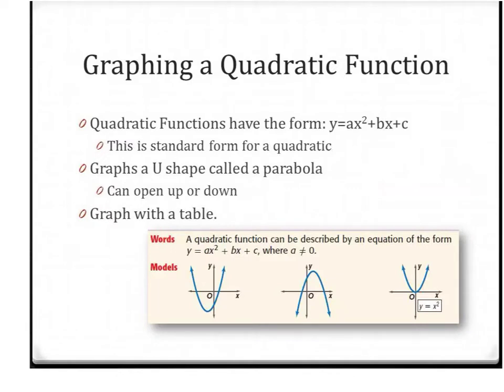So these are functions in this form, so let's make sure we have that written down. That's the standard form for a quadratic. Their shape is called a parabola, and parabolas can open up or down. In most real-world situations they're going to open down, like the second picture here, because gravity brings you back to Earth. But they don't have to. They can open up or down. The way that we're going to start out graphing these is with a table.